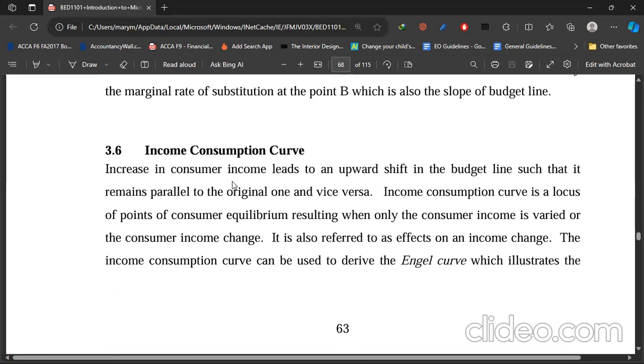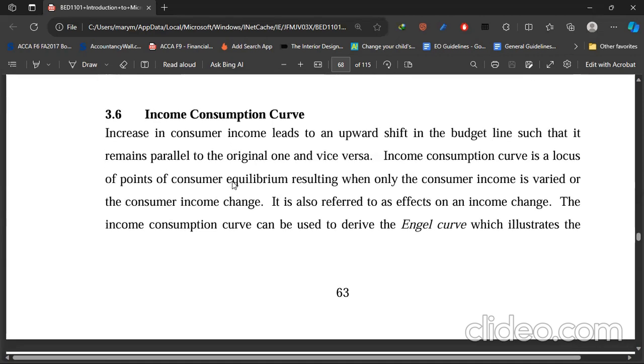Now, let us look at the income consumption curve. An increase in consumer income leads to an upward shift in the budget line so that it remains parallel to the original one, and vice versa. The income consumption curve is a locus of points of consumer equilibrium, resulting when only the consumer income is varied or changes. It is also referred to as the effects of an income change.